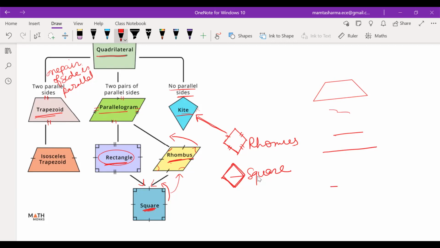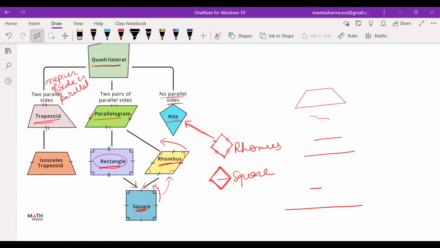If I am taking one line very short and one line very long, it doesn't mean that these are not parallel. They are parallel, of course, but their length is not equal. Now see, is this clear?